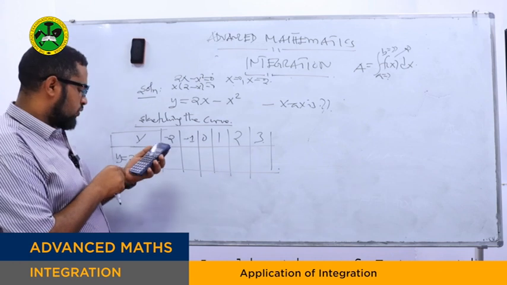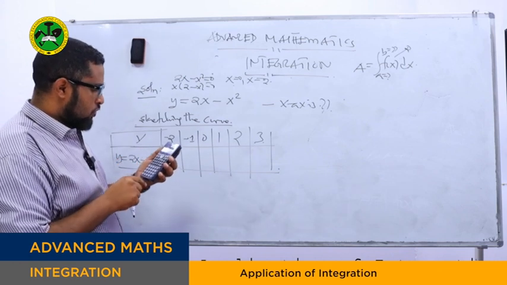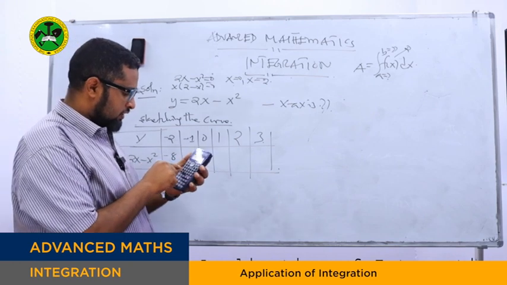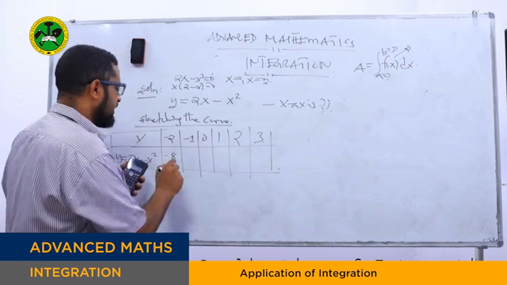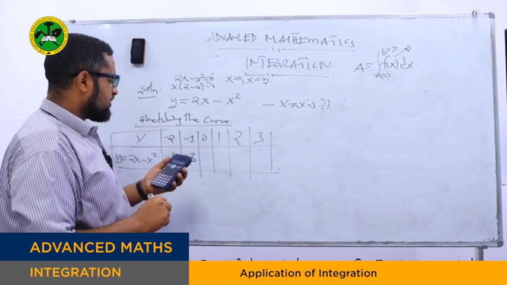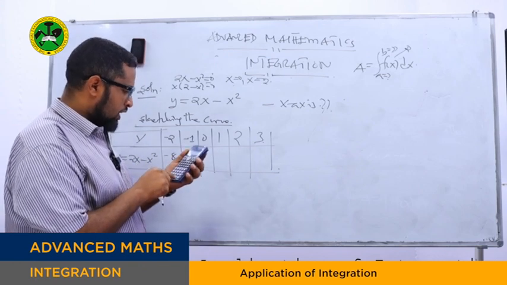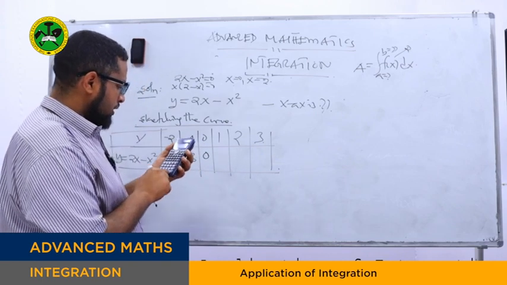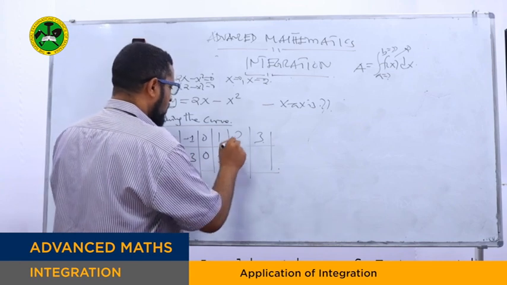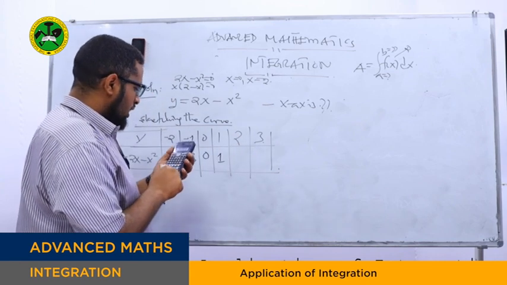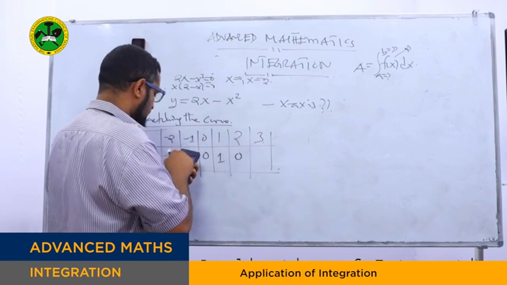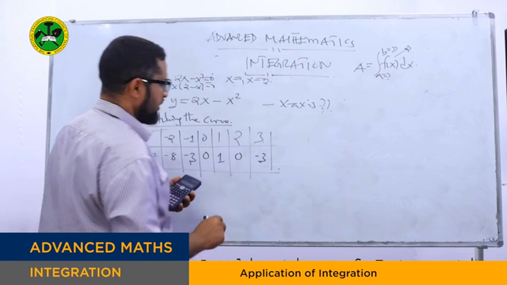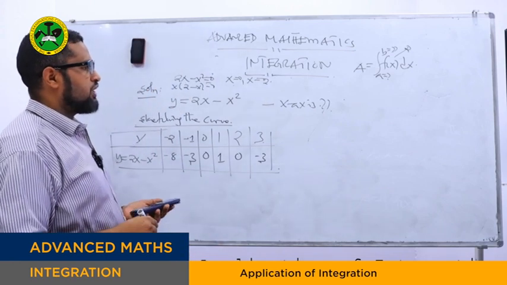2 alpha x minus alpha x, then square. Calculating. When x is negative 2, when you calculate you get negative 8. Again, when you calculate when x is equal to negative 1, you get negative 3. When x equal to 0, here we get 0. Again, calculating when x equal to 1, you get positive 1. When x equal to 2, here you will get 0. When x equal to 3, we'll get negative 3. Those are enough to sketch your graph.